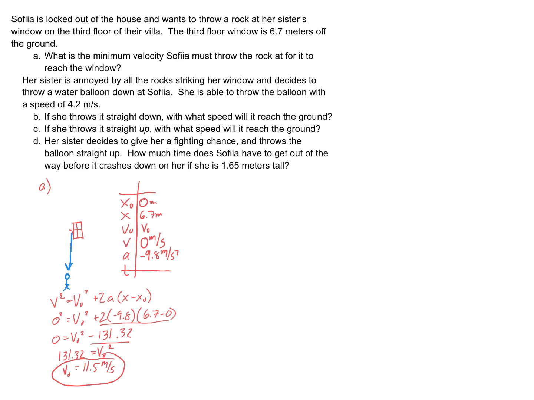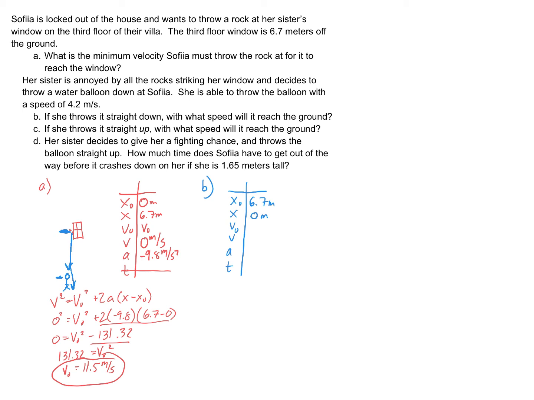All right. So let's go ahead. This is obviously a new situation, a new initial and final point, new information. So we're going to need to create a new table here. X naught, X, V naught, V, A, and T. This time I'm actually going to start up here. Same height, so 6.7 meters. So I'm going to put 6.7 meters there. The final height would be, it says, with what speed will it reach the ground? So if she misses Sophia, it goes all the way down to the ground. Then we know that our final height is going to be 0 as it reaches the ground.